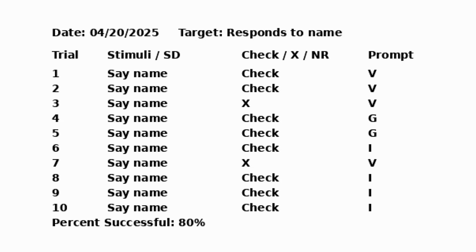Say name, we went back to a verbal prompt, incorrect. So this is not correct. If they are independent, you want to stay independent. I don't know why they went back to a verbal. They should have stayed independent, but they went back to independent and they're correct. So they're successful 80% with prompting, but we would want to get them 80% without prompting.